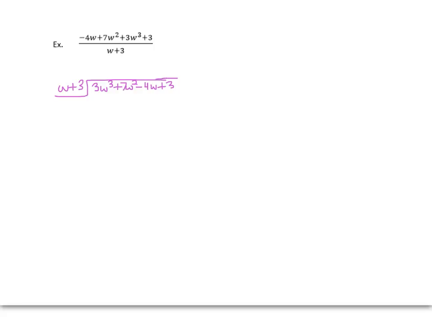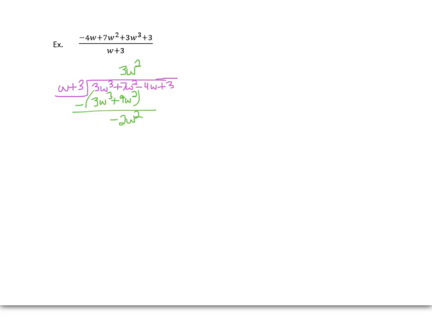So this is going to work out really similarly to what we did on the last problem. We're going to look at the w and the 3w cubed and say, how do I get from w to 3w cubed? So I need a 3w squared. So I'm going to write that on top. And what I need to do is multiply w plus 3 by 3w squared and write it underneath. So that's 3w cubed plus 9w squared, but we're going to subtract that. So that's going to be 7w squared minus 9w squared, which is negative 2w squared.